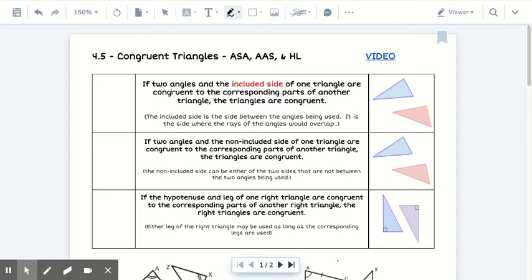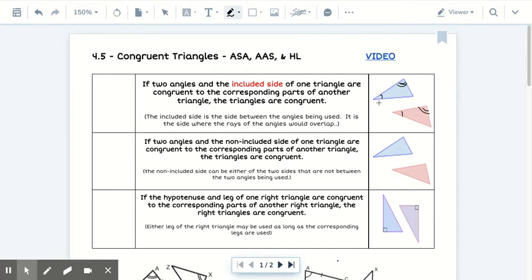The first one: if two angles and the included side of one triangle are congruent to the corresponding parts of another triangle, then the two triangles are congruent. So this one's talking about two angles and the included side. So that would have to be the side between those two angles. So looking at these two triangles over here, that would maybe be this angle congruent to that angle, and this angle, that's supposed to be 2, is congruent to this angle.